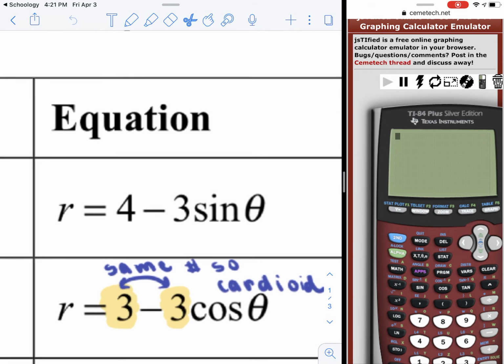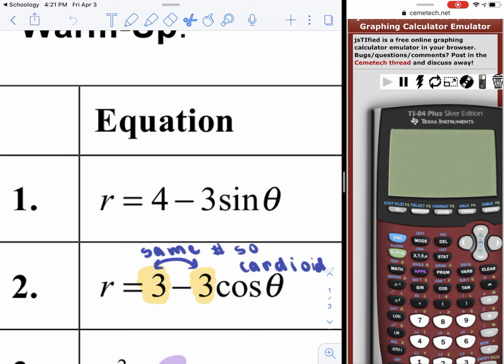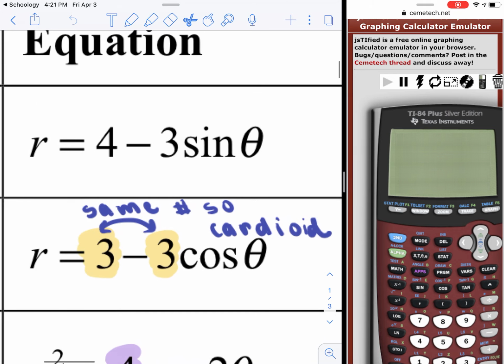For example, I know that when I'm dealing with limaçons, both question 1 and 2 are limaçons. But if the two numbers are the same, we classify these as cardioids. And you can see why when you look at the graph of these, they look more like a heart. They have this heart shape. So as a result, we call them cardioids. So think cardio, the heart. If the two numbers are different, though, we're just going to call them limaçons.